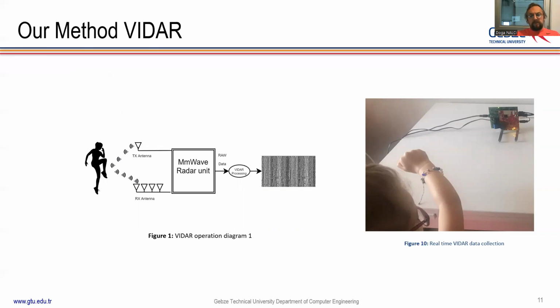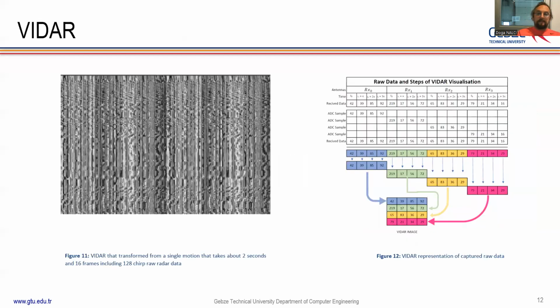We use the Texas Instruments DCA1000 EVM data capture card to record all the data appearing on the LVDS lines with a speed of 1 gigabit. We transformed this raw data to a new image-like form and named it VDAR, which we will talk about in a few seconds.